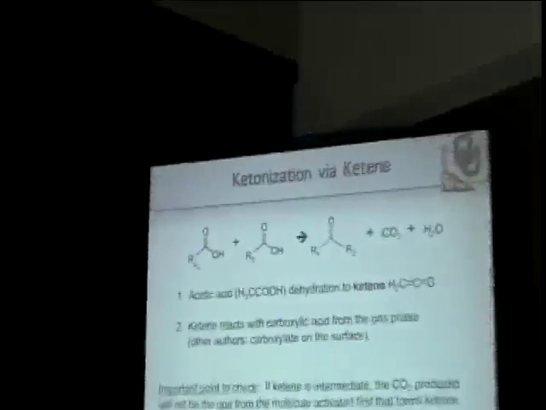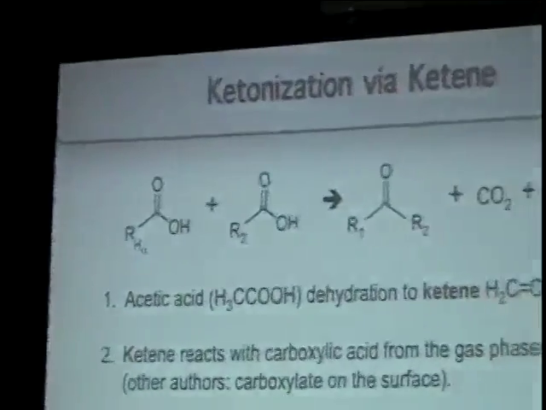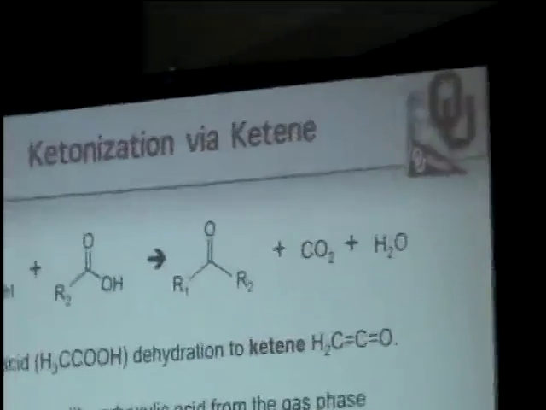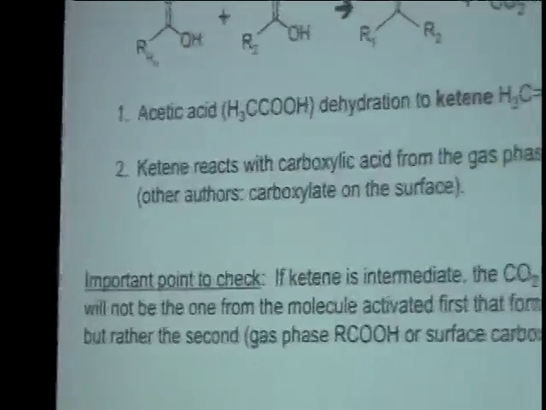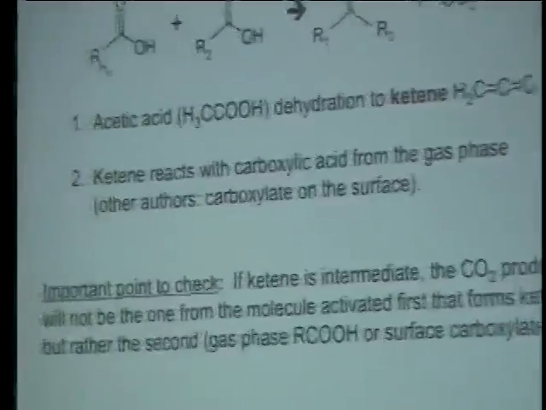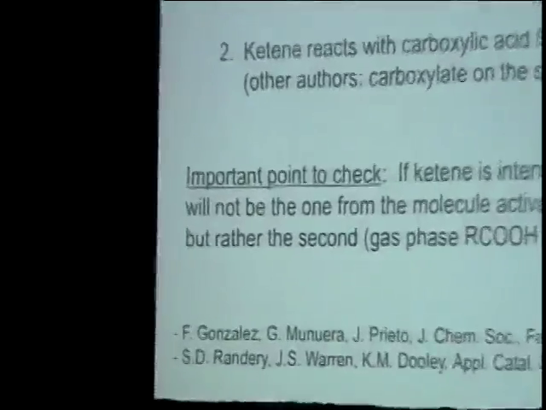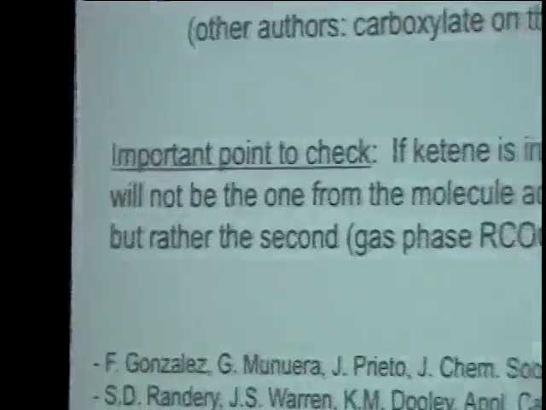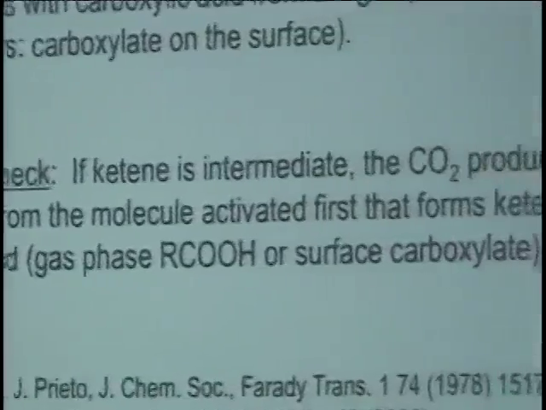So let me study a little bit what has been done so far in the ketonization reaction, which is a reaction that has been very well studied in the vapor phase. So one of the mechanisms that was proposed many times is via ketene.